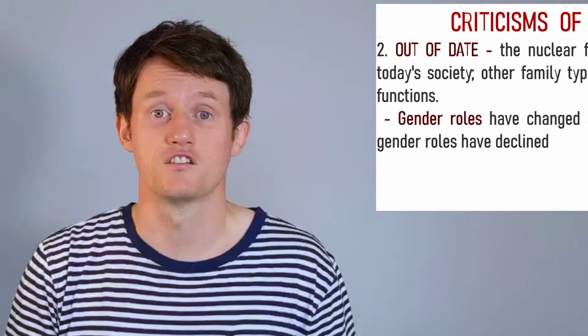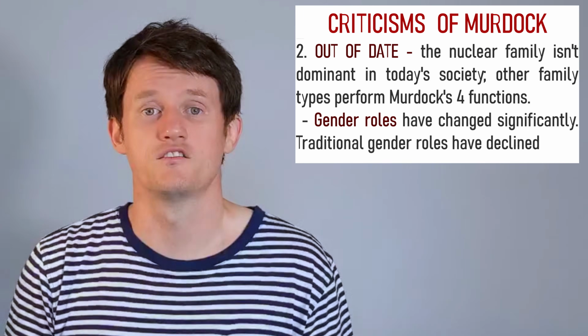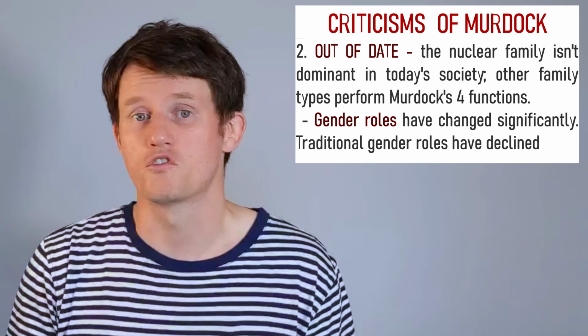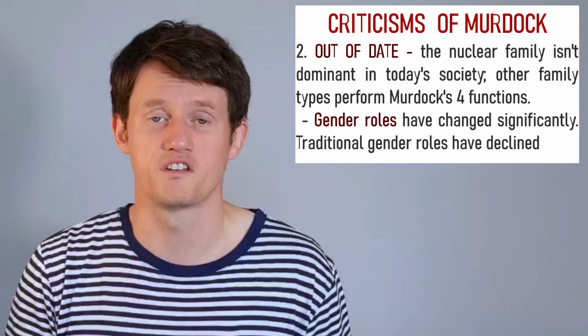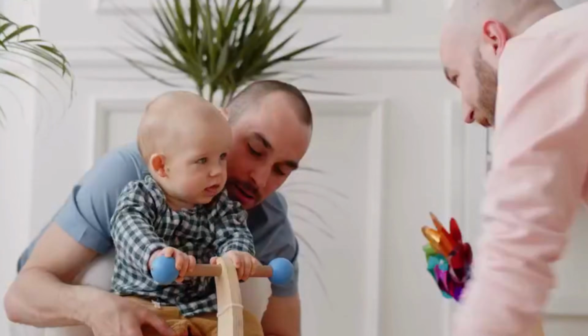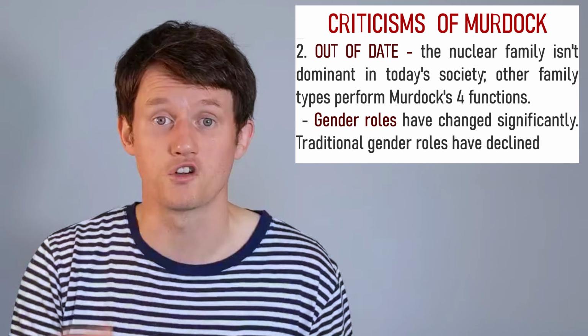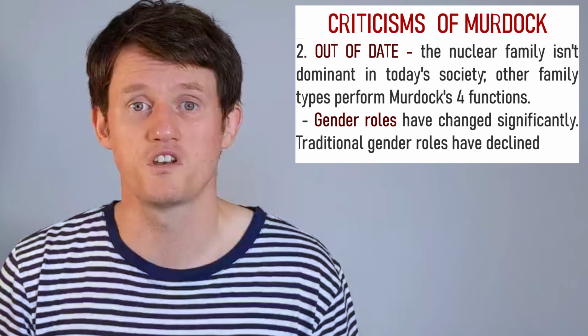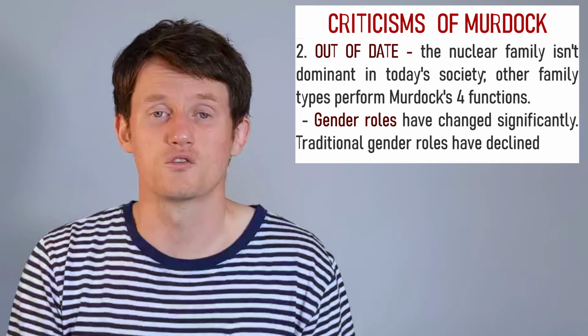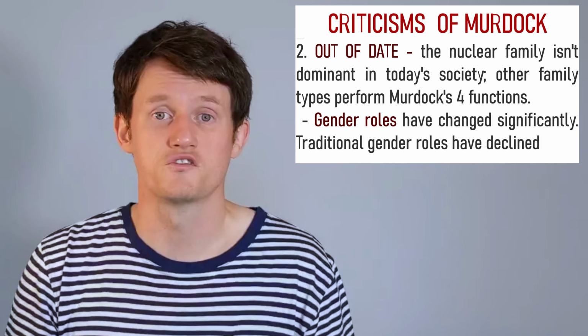The second big criticism is that it's out of date. Since the 1960s, family diversity has increased massively in the UK. We've got a whole range of family types. The nuclear family is in decline, although it is still the most common family type. Also, gender roles have changed substantially. You've got the rise of the female breadwinner and the stay-at-home dad. So Murdock's theory is no longer relevant really to modern society.